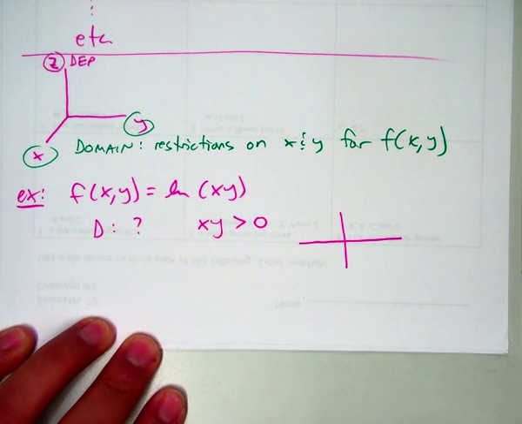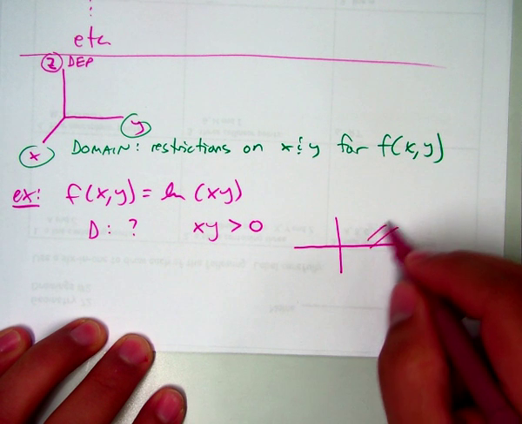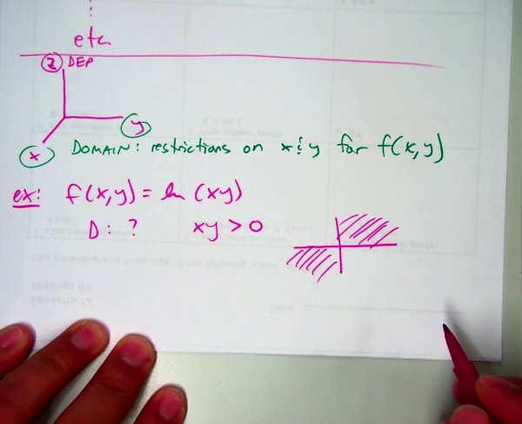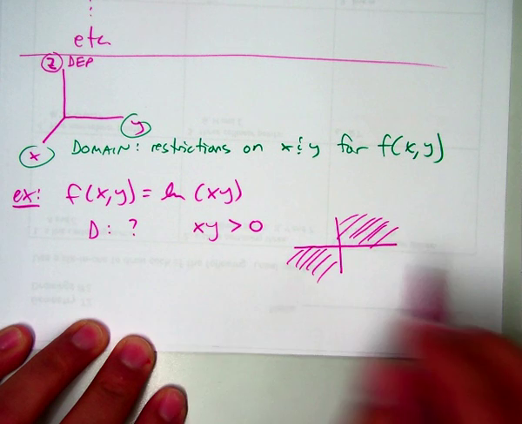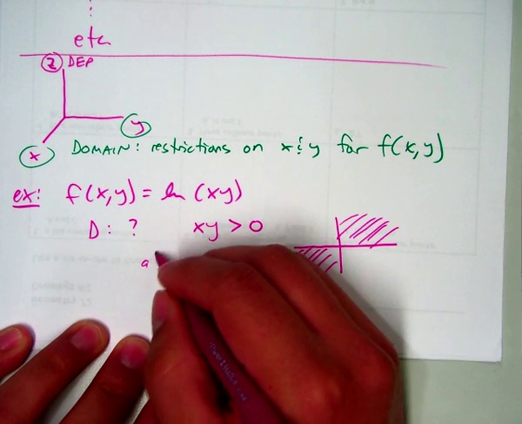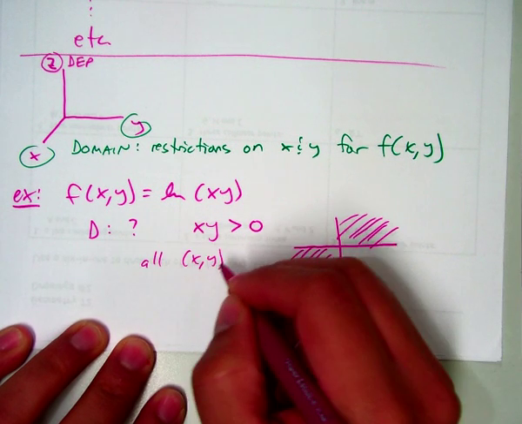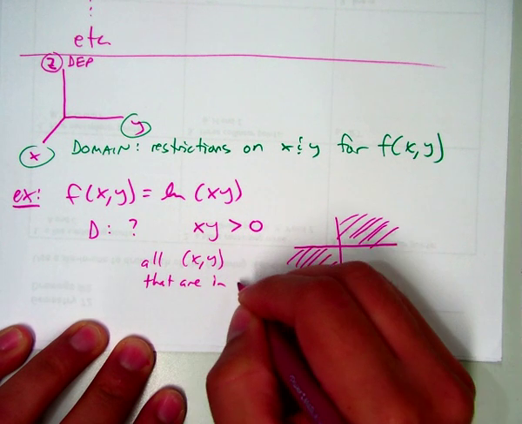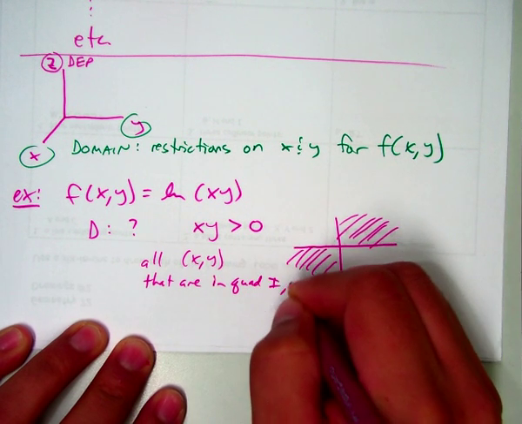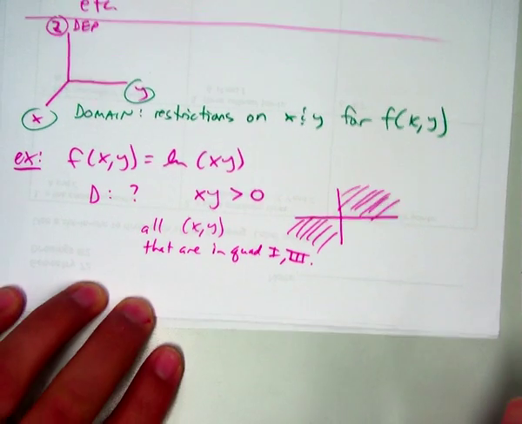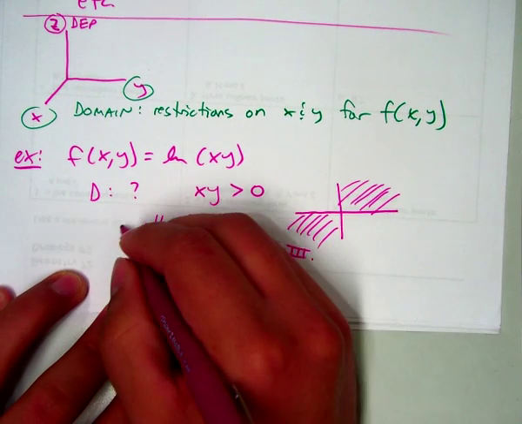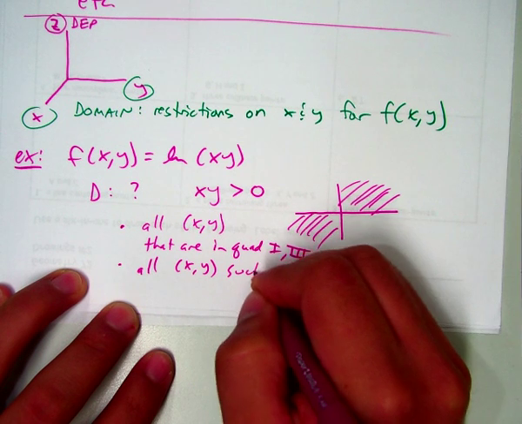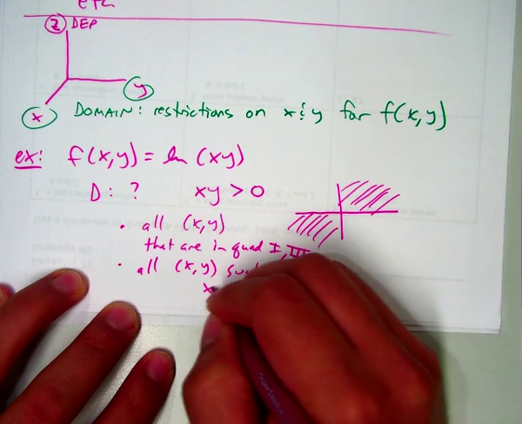What quadrant is that? The first. Or they both have to be negative. So that's quadrant 3. So you can write the domain a couple of ways. You can write it like that. You could say all x comma y's that are in quadrant 1 and 3. You could also say all ordered pairs x comma y such that the product xy is greater than 0.